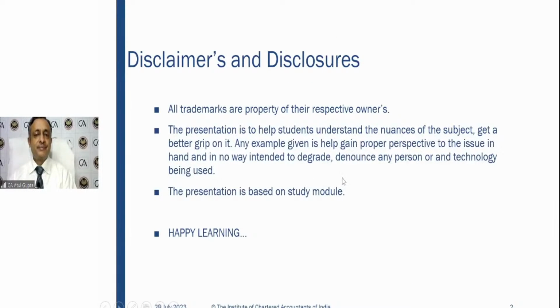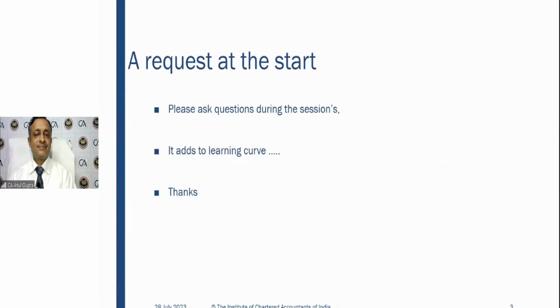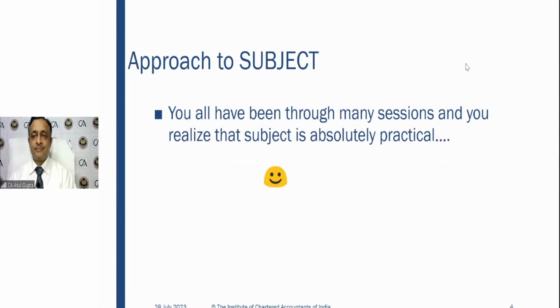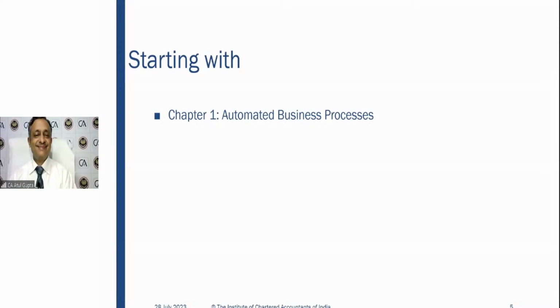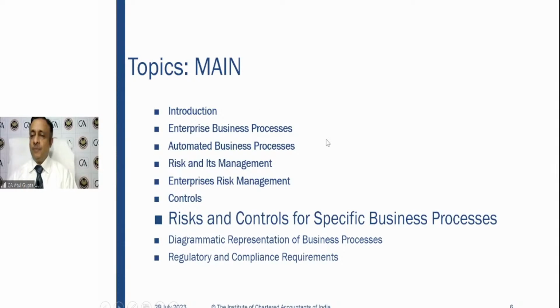Standard disclosures. Chapter 1, automated business process. Okay. Now, today we want to talk about risk and controls for specific business processes. Today, most of our discussion will be from the module itself. But before that, we have to take that homework that you must have done on flowchart. So let us go to flowchart first.